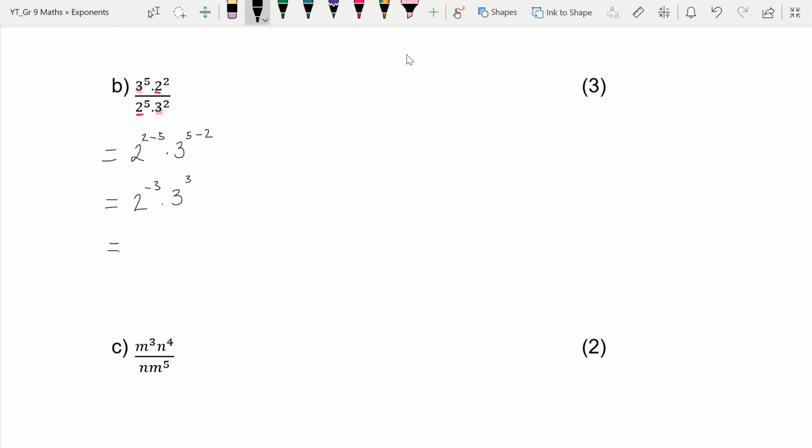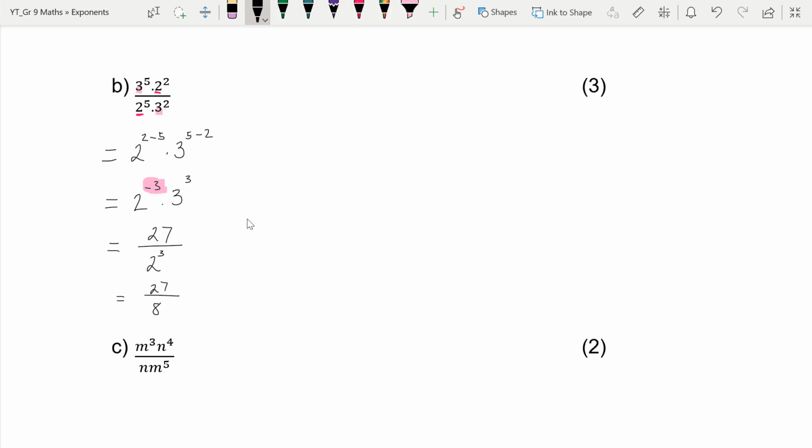We don't want that negative exponent. We want to make that one positive. And the 3 has a positive exponent, so that stays where it is. What is 3 to the power of 3? That should be 27. And then that becomes a positive 2 to the power of 3. And so we can simplify that to 8. And that would be our final answer.